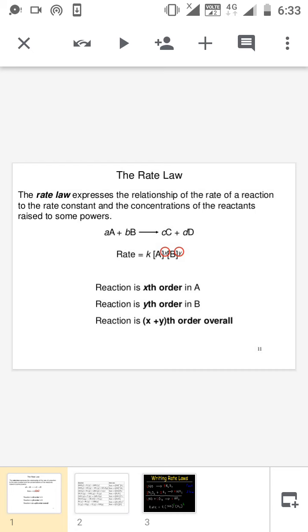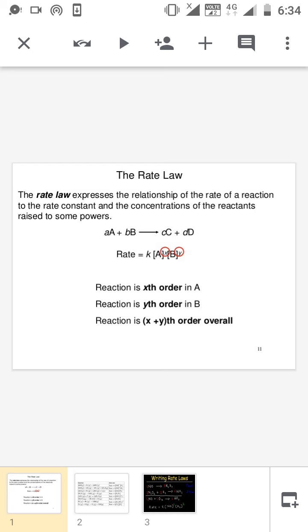The x and y may be equal to a and b, or they may not. That depends upon the nature of the chemical reaction; it is an experimental quantity. So R is equal to k times the concentration of A to the power x and the concentration of B to the power y. This is the rate equation or rate law, and this k value is known as the rate constant.